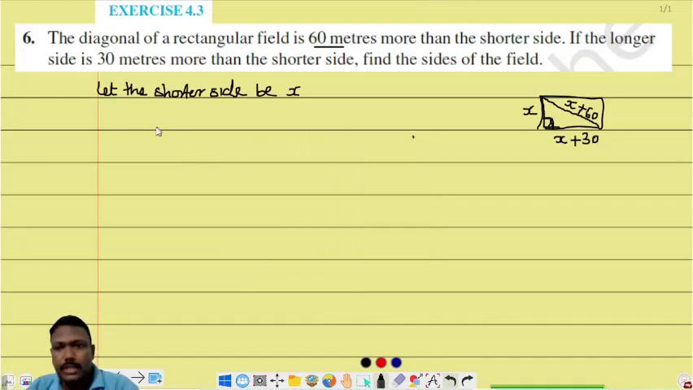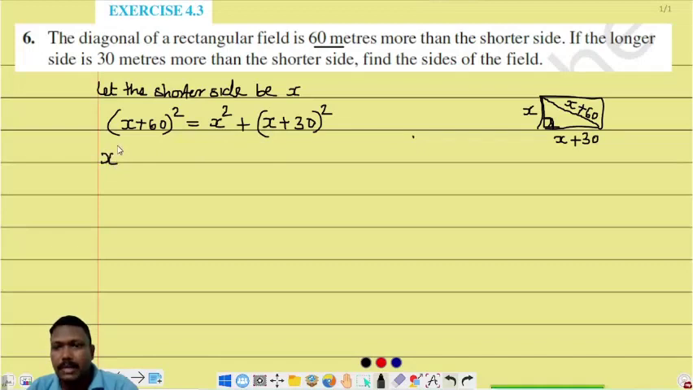The hypotenuse is x plus 60, so the hypotenuse squared is (x + 60)². Hypotenuse squared equals base squared plus altitude squared. The altitude squared plus the base, which is x plus 30, all squared. Okay, so we can expand this using the identity (a + b)².